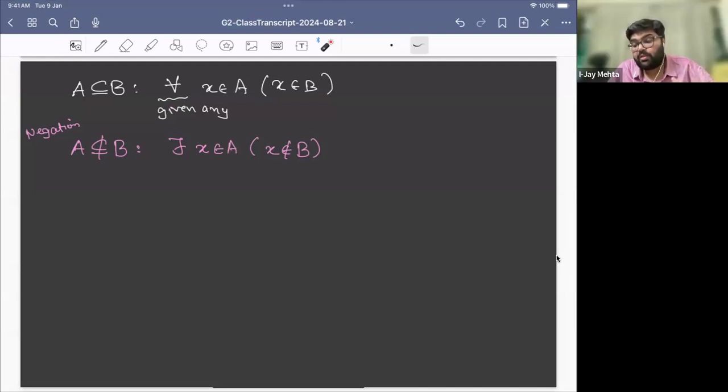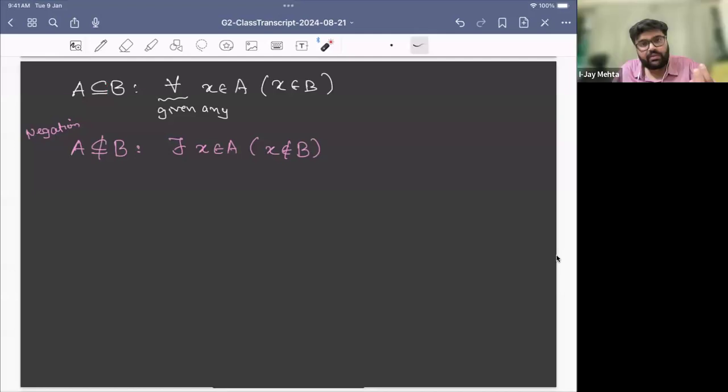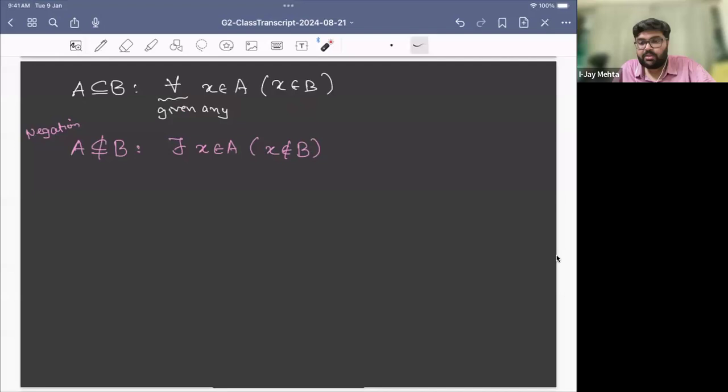कब बोल सकते हैं कि A is not a subset of B? When do we say that? A के अवयव जो B में नहीं हैं. At least we can find some element which is in A, but which is not in B. If all the elements are there in B, then A is a subset of B. So it is not a subset of B. That means this. Fine.